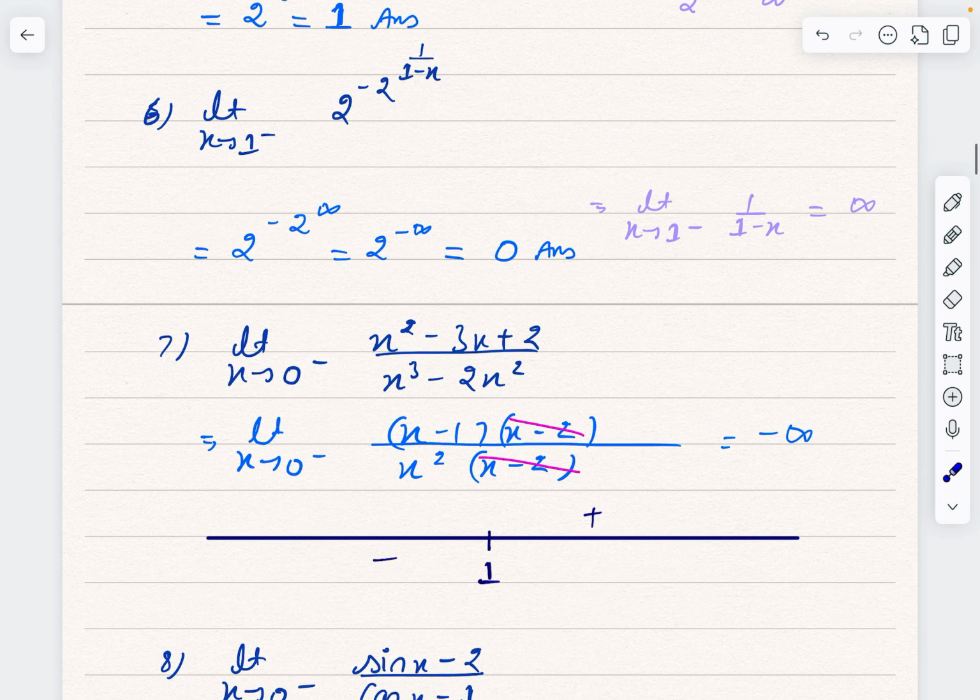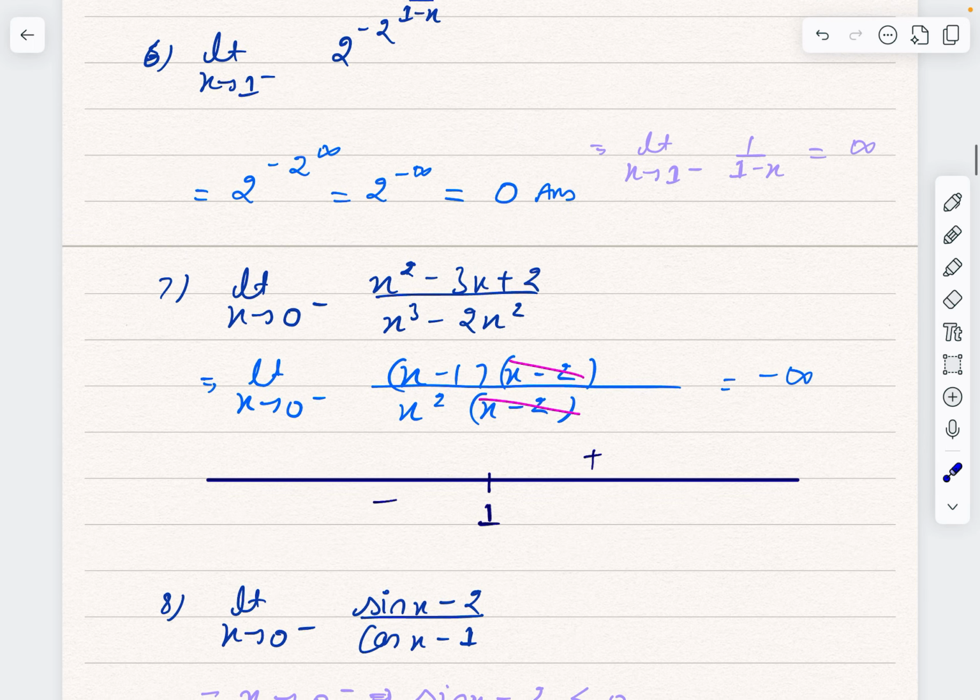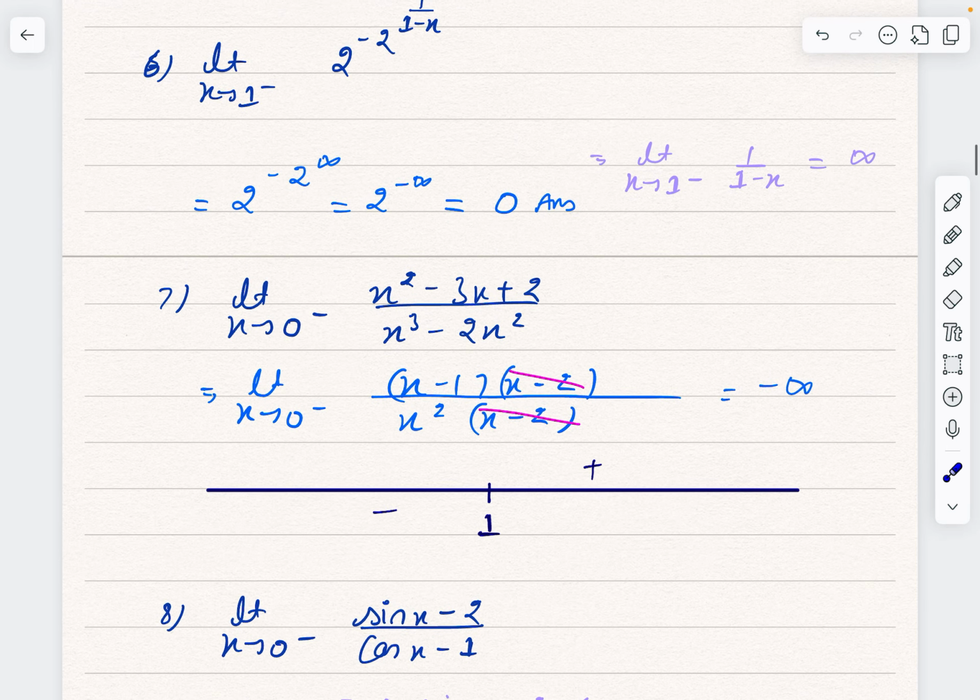Okay, guys, next. Limit x tends to 0 negative, (sin x minus 2) over (cos x minus 1). Try this problem.